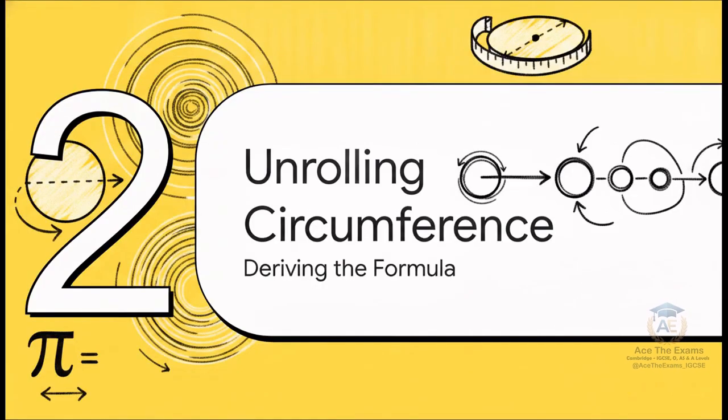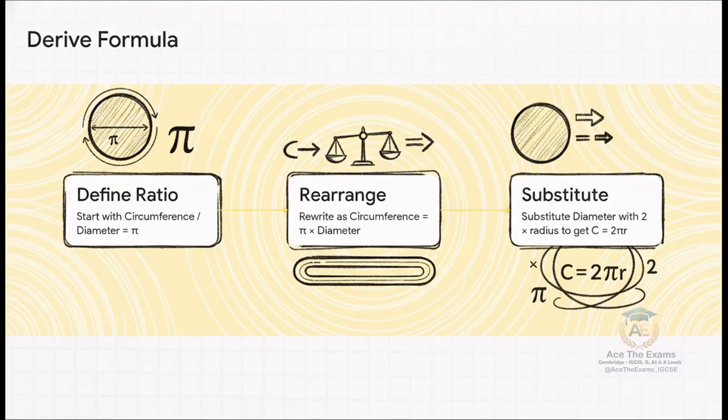Section 2. Unrolling the circumference. Let's look at how we actually build our offensive line here. If we start with our core definition, that the circumference divided by the diameter equals pi, we can use just a little bit of basic algebra to rearrange the whole thing. If you multiply both sides by the diameter, you get circumference equals pi times the diameter.